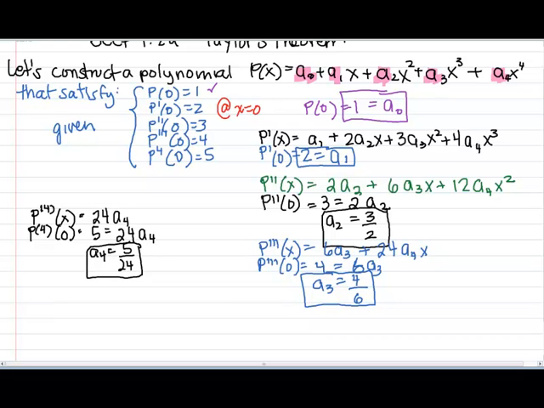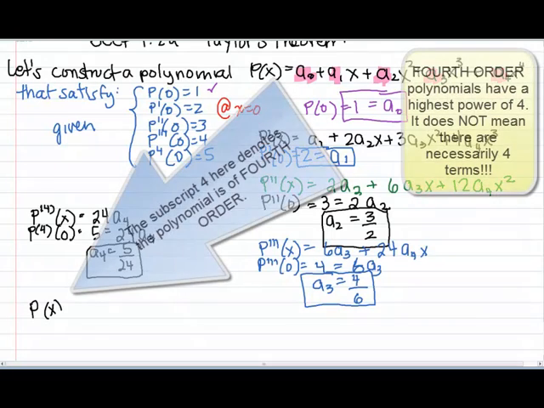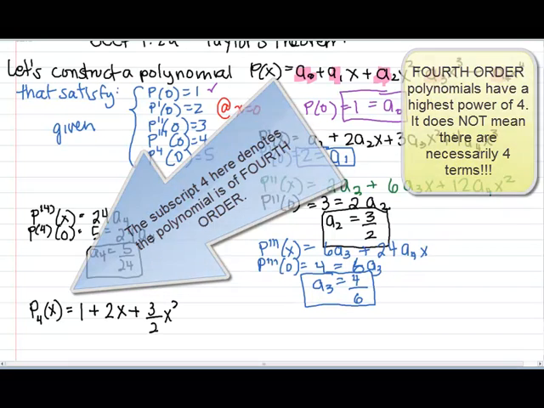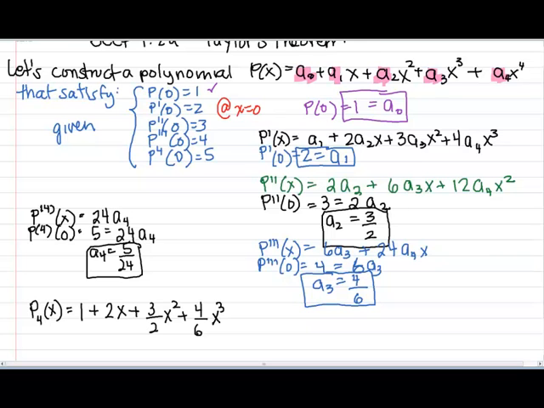So that means p of x is going to equal 1 plus 2x plus 3 over 2 x squared plus 4 over 6x cubed plus 5 over 24 x to the fourth. Can you guys see why I chose to keep the fraction a sub 3 as 4 over 6? That way I can see the numbers 1, 2, 3, 4, 5 in my numerator, which happens to match up with these coefficients that I wanted in the beginning, 1, 2, 3, 4, 5.